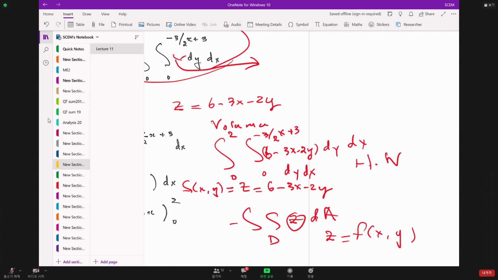What I have done actually is found this area here. Just found this area. That's obvious. But to find the volume, you have to multiply by the function z. Is that clear? Hello? Yep.